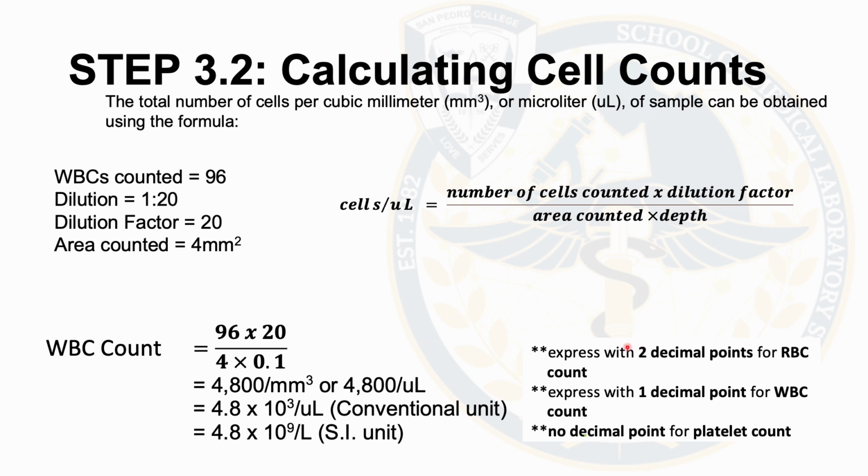Okay, again, express with 2 decimal points for the RBC count, express with 1 decimal point for the WBC count, and no decimal for your platelet count.